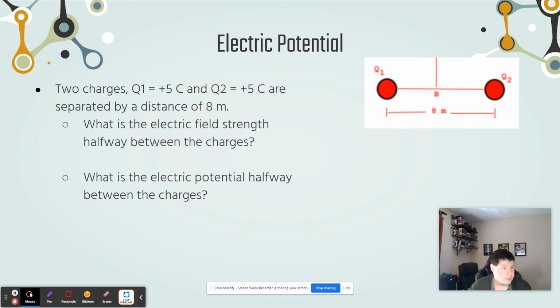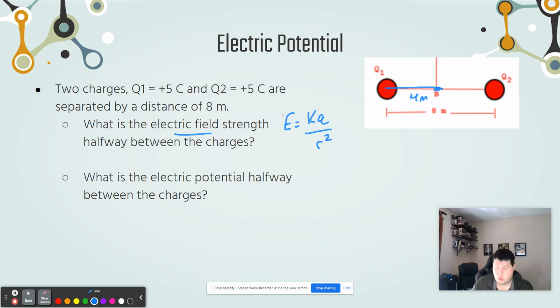The practice problem is 2 charges, +5 and +5, separated by a distance of 8 meters. Looks very familiar, but this time we're going to consider some different questions. The first one is, what's the electric field strength halfway between the 2 charges? This is a flashback to where we talked about electric field strength. Remember, that is E, and E is KQ over R squared. So if I wanted to find the electric field strength halfway between the charges, right at B, that means it's 4 meters from there to there, and I would need to consider this equation.